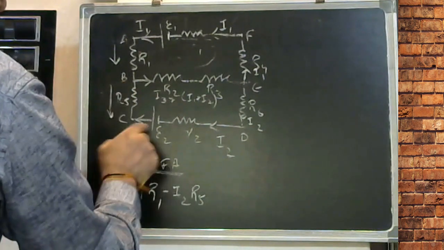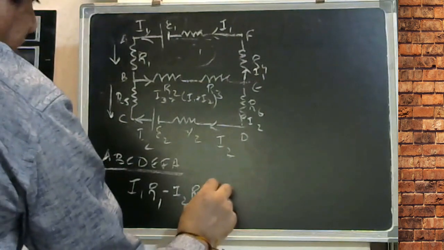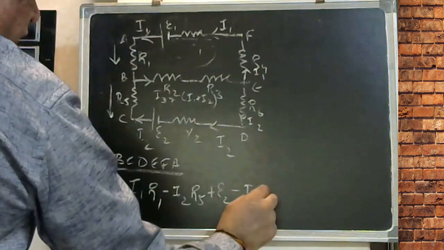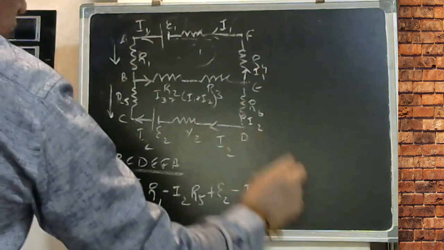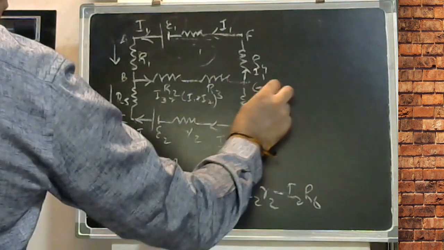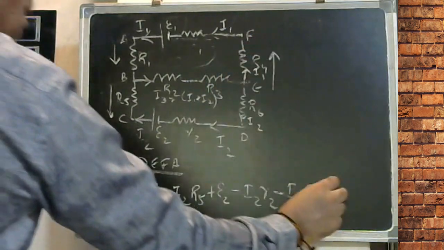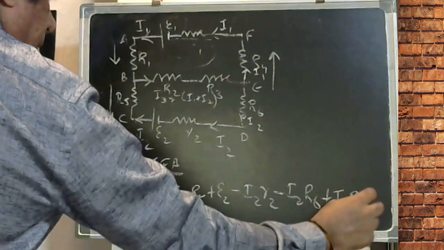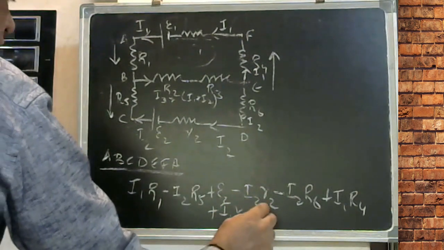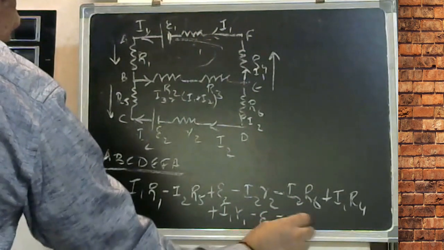Then I come here, I've seen the battery here. When I come this way, the first battery plate is plus, so plus E2. Here, once again, current is against me, minus I2, R2. Here also current is against me, minus I2, R6. Then I'm going this way. Current is already with me, so plus only. So plus I1, R4. Current is with me. Plus I1, R1. And then I come here, minus plate comes first. So minus E1 equal to 0.